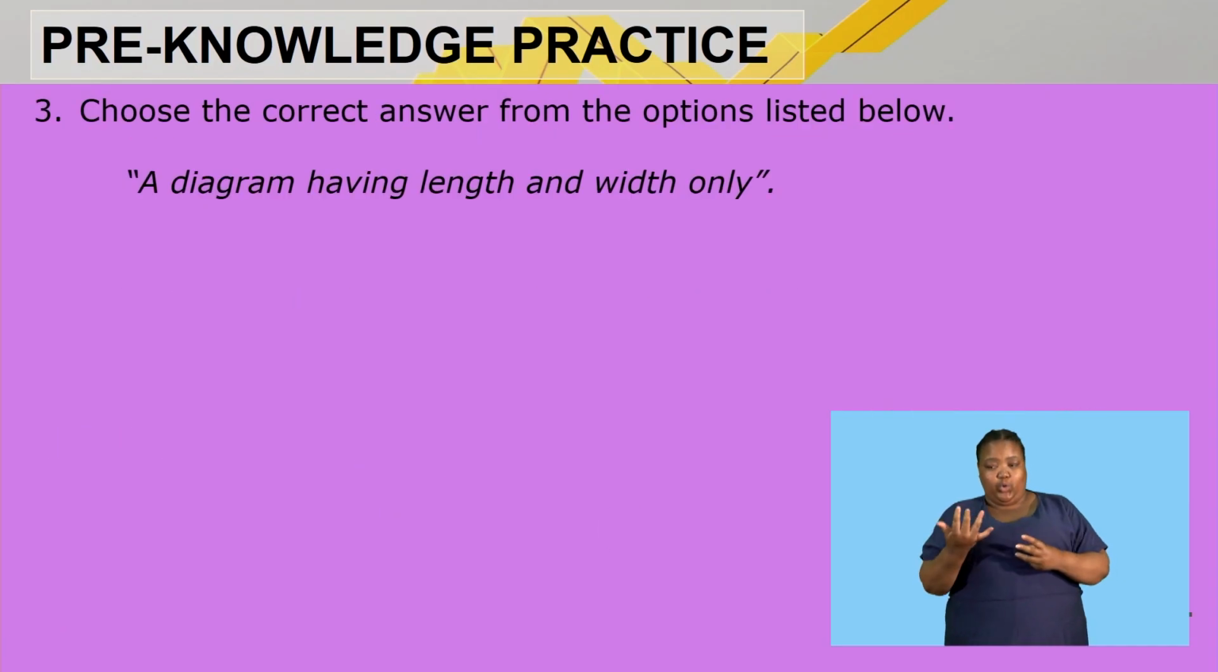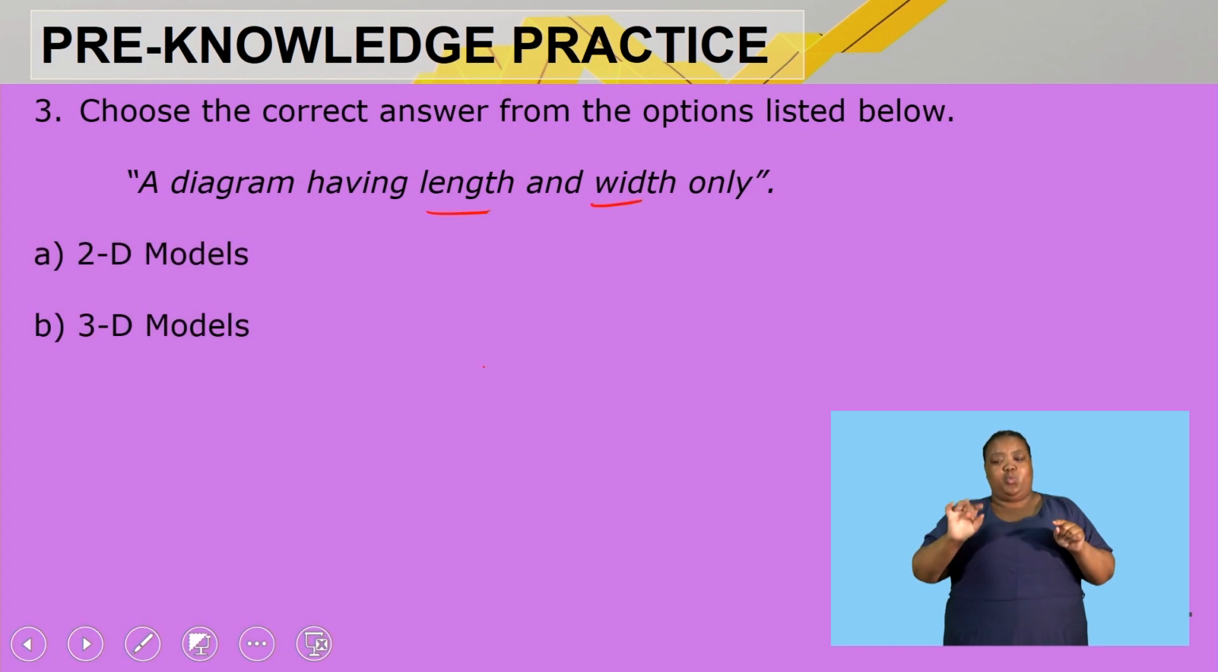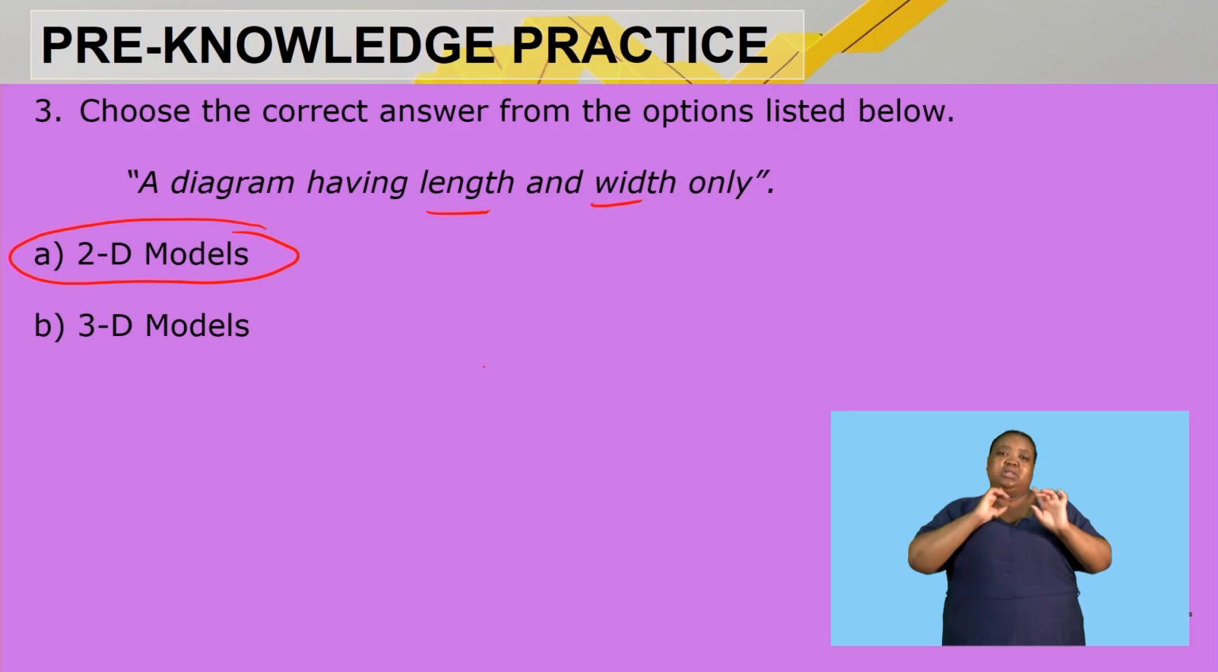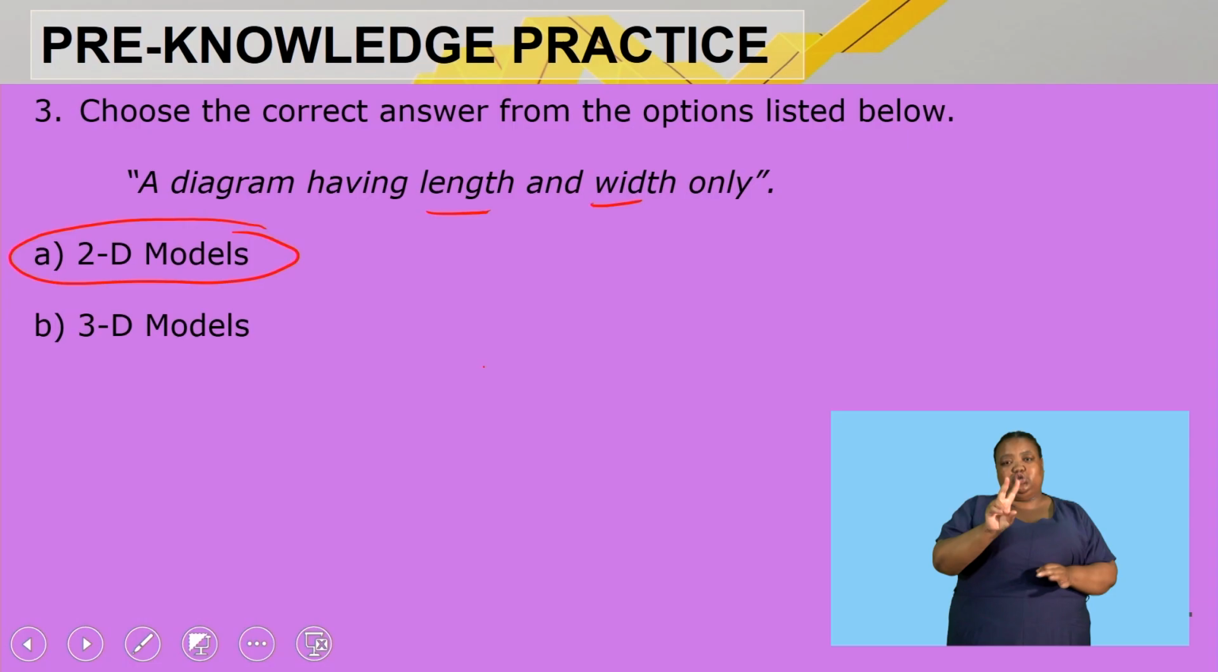Okay guys, let's now look at question number three. Choose the correct answer from the options listed below. The statement is saying a diagram having length and width only. Is that 2D models or 3D models? I agree, so the correct answer indeed refers to 2D models. So that was our pre-knowledge practice test.